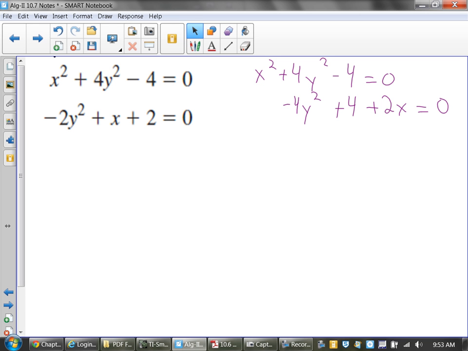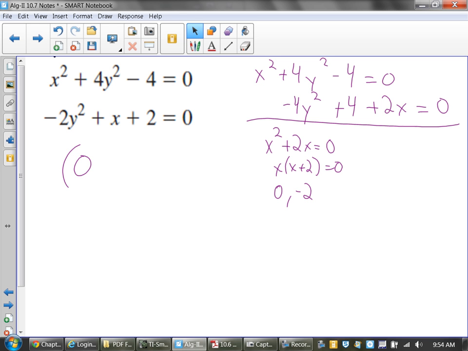Are we okay with that? Now, when I combine those two equations, what eliminates? The 4y squared and the 4. So when you add these together, you get x squared plus 2x equals 0. Very good. When you factor that out, you get x times x plus 2. You have a 0 or a negative 2. Those are your two possible solutions for x, which means I already know that I'm going to have two ordered pairs. One of them with x equals 0, the other one with x equals negative 2.